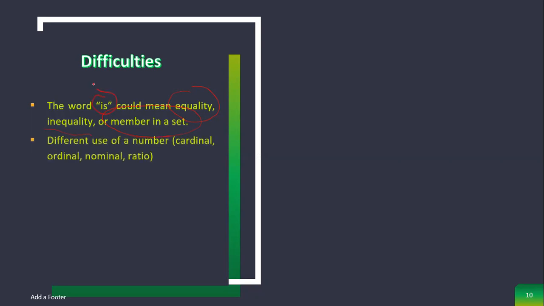The next one, different use of a number: cardinal, ordinal, nominal, or ratio. Ratio, that is very common to us. Ratio is the comparison of two values.